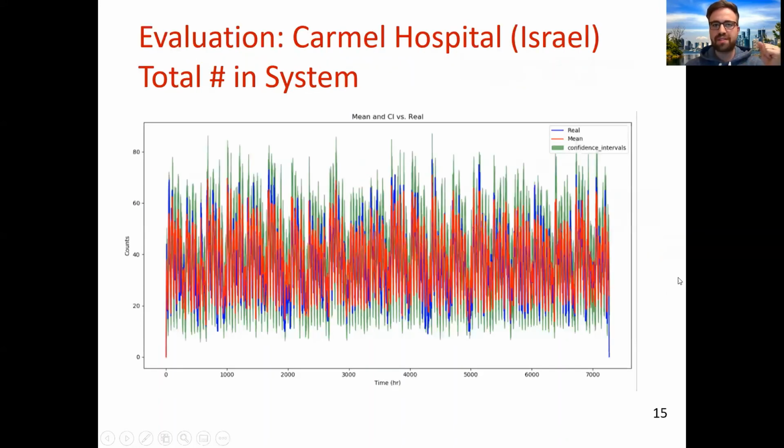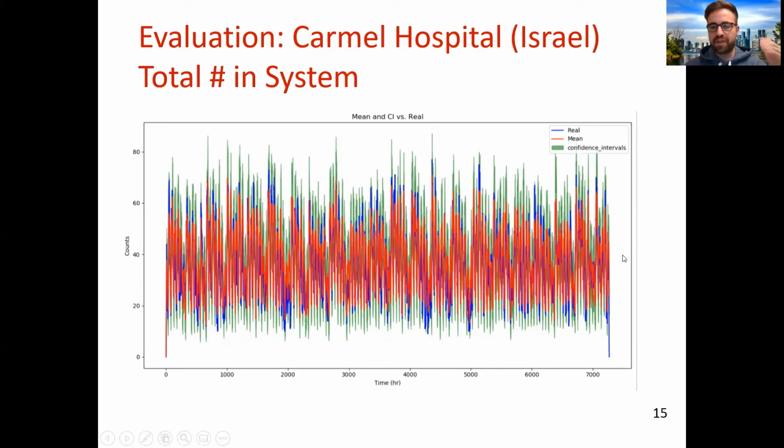To demonstrate one system, this is again data that comes from the lab at the Technion. This is Carmel Hospital in Israel. And here we're trying to simulate more than 7,000 hours in that hospital and compare that to the actual realization. So the actual realization is in blue, denoted by real. The mean is in red, the mean of the simulator. We run it for 30 times. And the confidence interval for 30 runs is denoted by green.